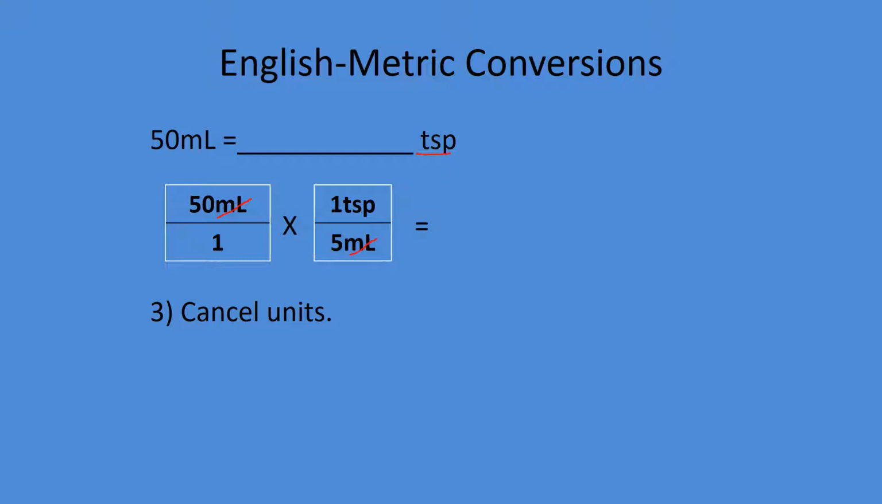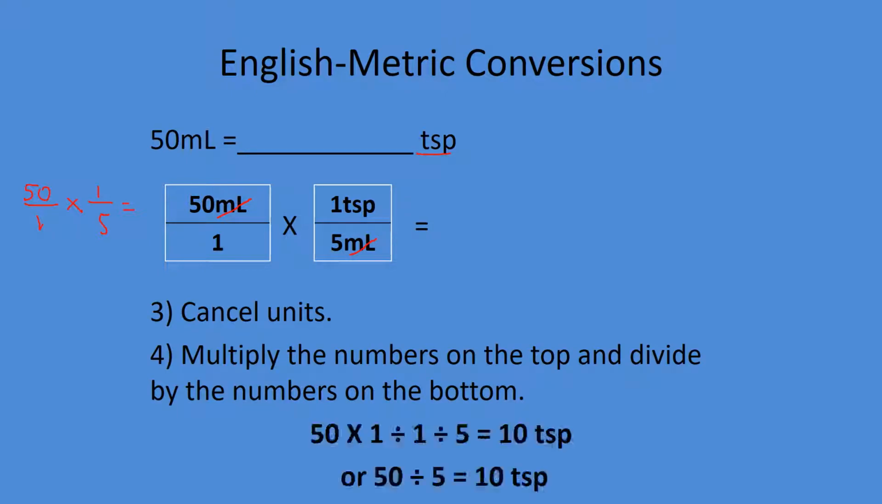And then from this point, all you're doing is multiplying the fractions. So we got 50 over 1 times 1 over 5. Crunch the numbers. You can just ignore the ones for these calculations. So the simplified math would be just 50 divided by 5. And that'll give you 10 teaspoons.